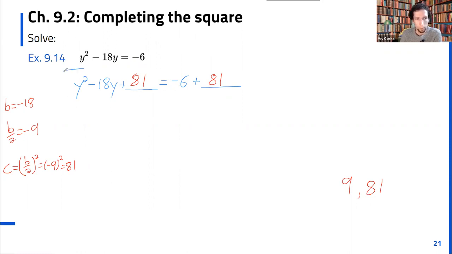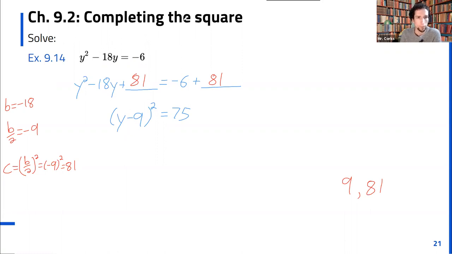Okay, so if we've completed this square, then what's the square that we are going to have? Y minus 9 squared. Okay, so in this case, it's y minus 9 because we had -18 here and not +18. Remember, that number is coming from -9 times 2 should be equal to this thing, the b coefficient here. So that's -18. And on the right side, we have -6 plus 81. So that's 75.